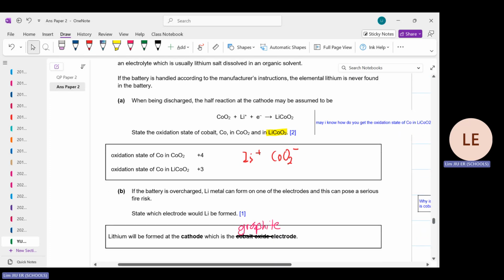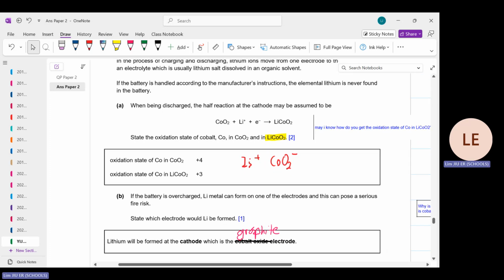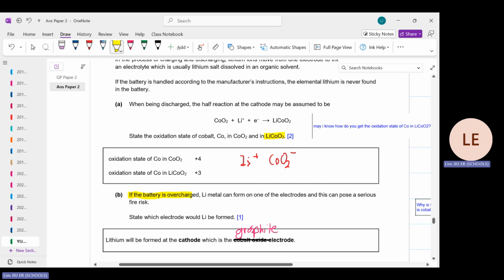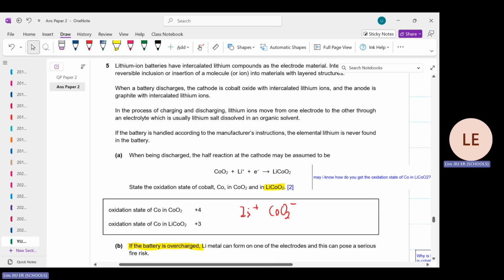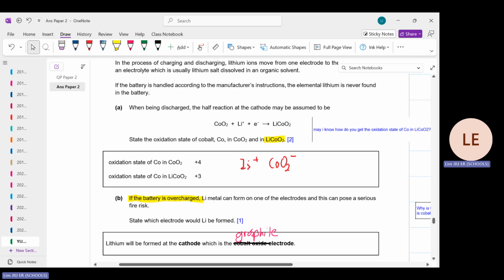Next. I think there is someone who asked about this somewhere for 5B. Why is the cathode a graphite electrode? As the question says, the cathode is the cobalt oxide. To be honest, initially when I read it, I also thought the answer was wrong. But when I read again, look at this: they say that if the battery is overcharged, and in this case, they say when a battery discharges. So you know that the charging process and the discharging process are reversed. Correct? So in this case, the lithium will be formed in the cathode, which is the graphite electrode, because it is now the charging process, not the discharging. So I have to take note.